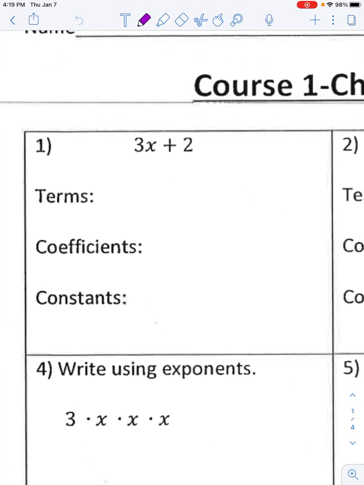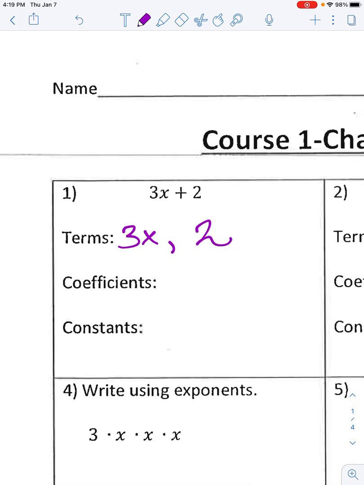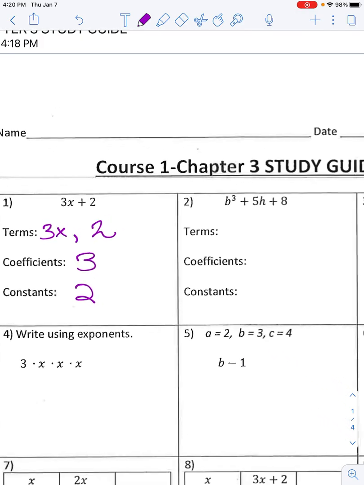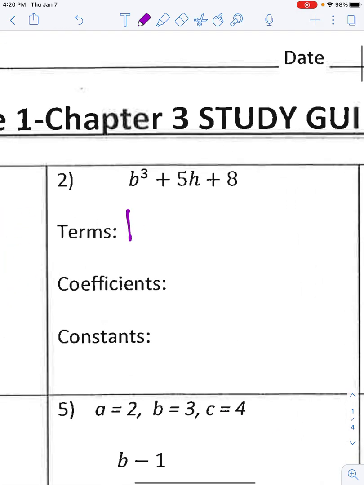Okay, here we go. The first two, you are writing terms, coefficients, and constants for each one. Remember, every single part of the expression is a term, so 3x and 2. The coefficient is the number that comes before the letter, so 3 comes before the x, and the constant is the number that's by itself with no letter attached.